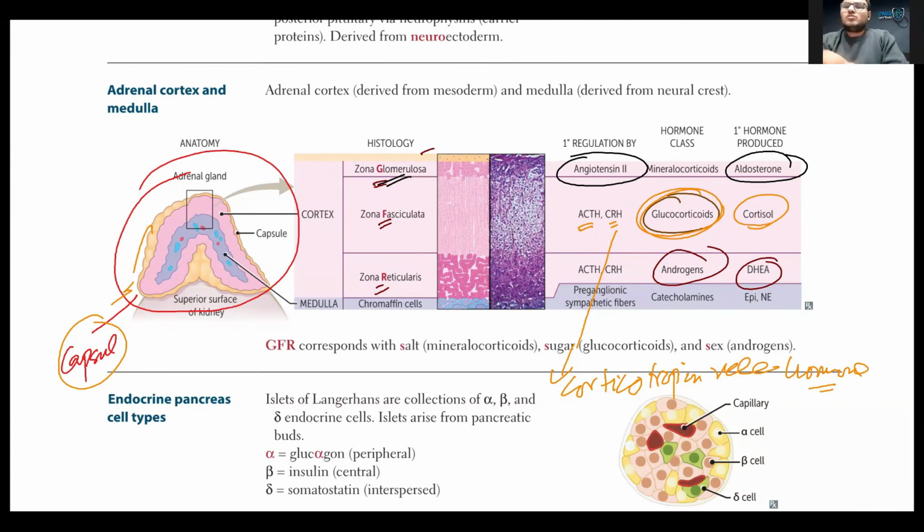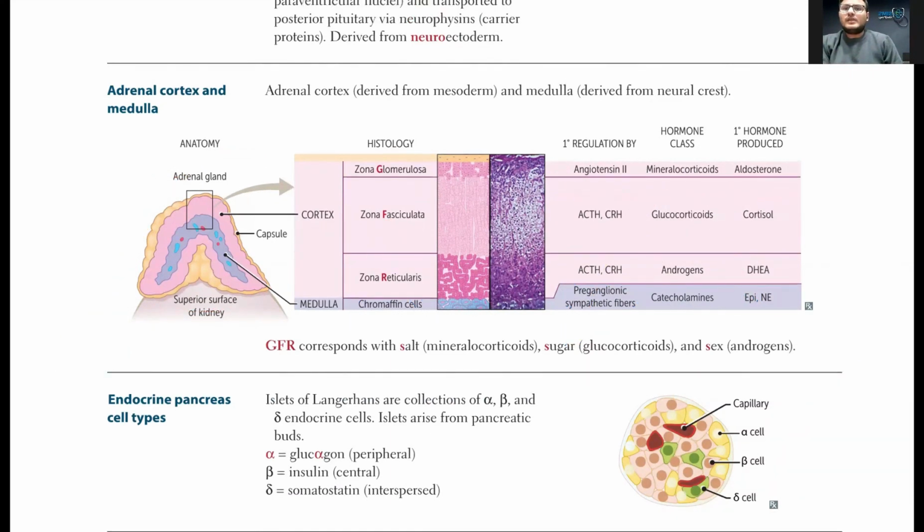Next is the medulla. Medulla is controlled by nerve endings. Super high yield question here. It is controlled by the nerve endings, because preganglionic sympathetic fibers are present that release the catecholamines, epinephrine and norepinephrine. So this is happening in the stress response, when there is stress on our body. Epinephrine and norepinephrine are released because the preganglionic sympathetic fibers act on the chromaffin cells of the medulla, which is part of the adrenal gland. Is that clear?